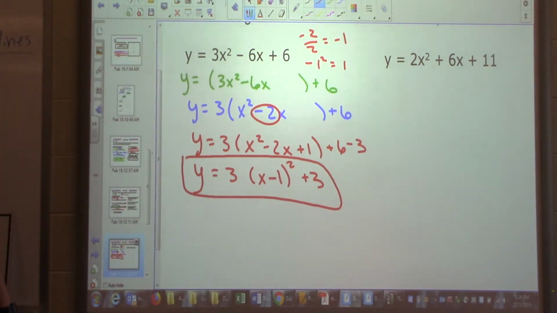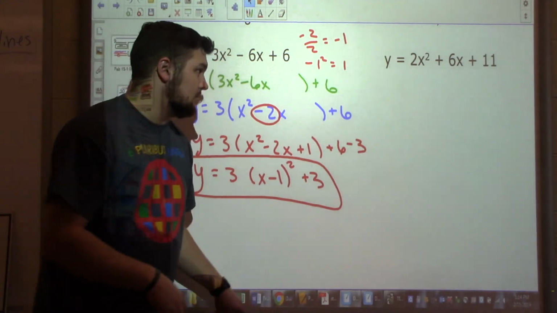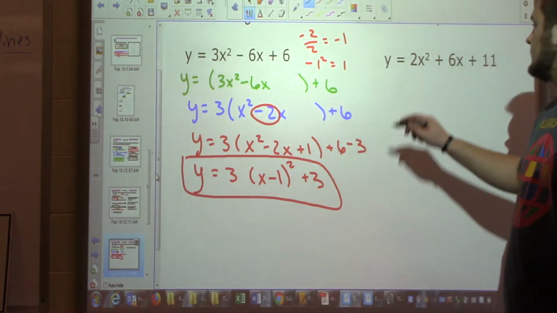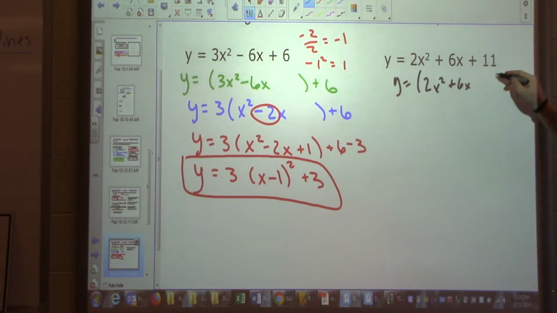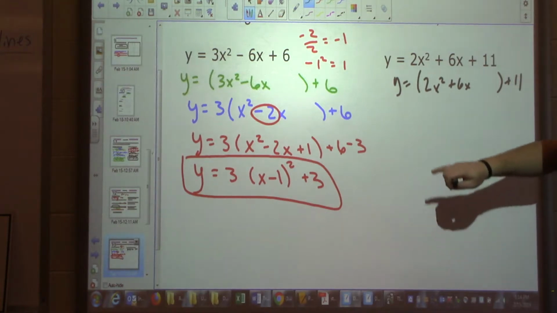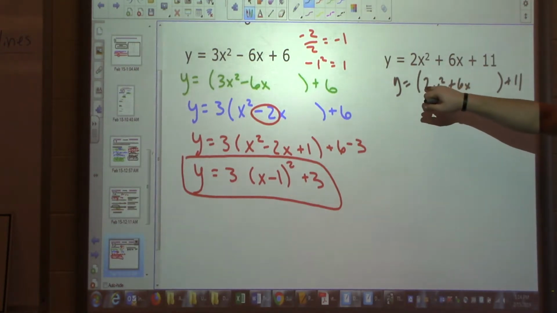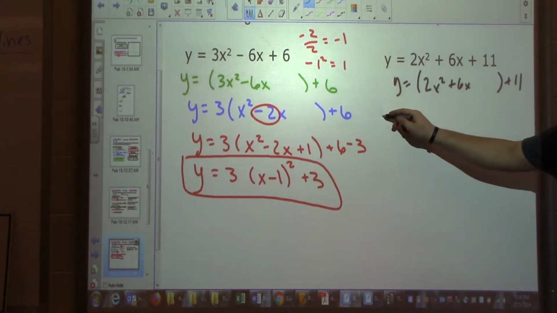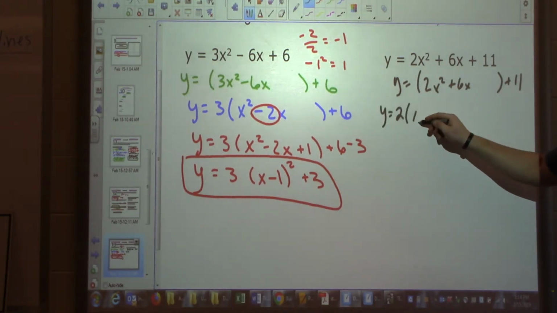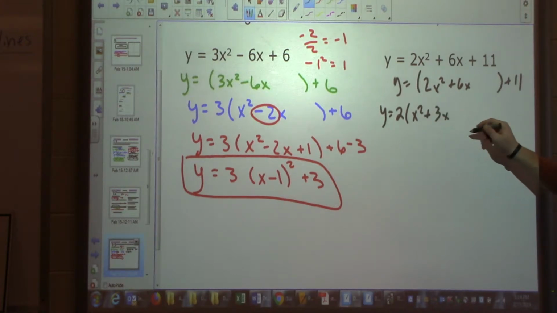Okay? Does that make sense? Yeah? Alright. One more together. Y equals 2x squared plus 6x plus 11. What am I going to take out of 2 and 6? You're going to take out a 2. Y equals 2 times x squared plus 3x plus 11.